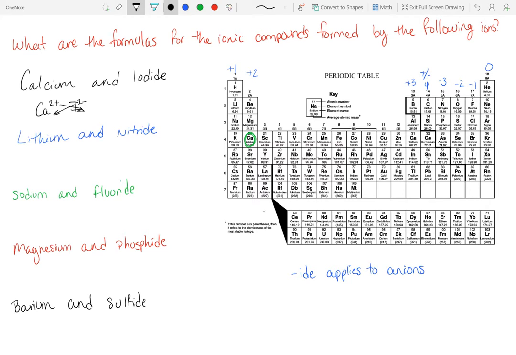Okay, so we put the 2 over here, the -1 over here to cancel them out. And we end up with Ca. And the 1's right here, right? And then I2. And the 2 came from the charge of the calcium. The 1 came from the charge of the iodide, right? But it's irrelevant to write the 1, so let's go ahead and erase that. So this becomes just CaI2. And that's the formula for calcium iodide, okay? So let's go on to the next one.